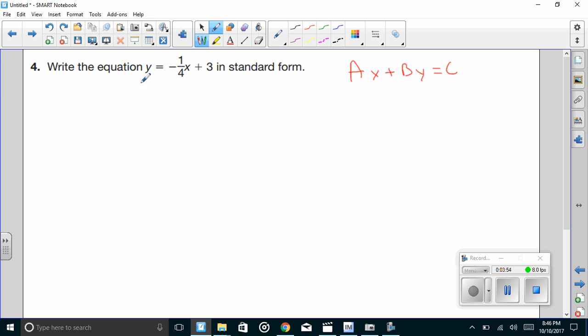But we've got this y on this side already. We need to move whatever that's multiplied by the x over here too. So we want to shift that over to that side. So to do that, what we want to do is add 1/4 x on both sides. Once we do that, the -1/4 x will cancel out on this side, leaving me with 1/4 x plus y is equal to 3.